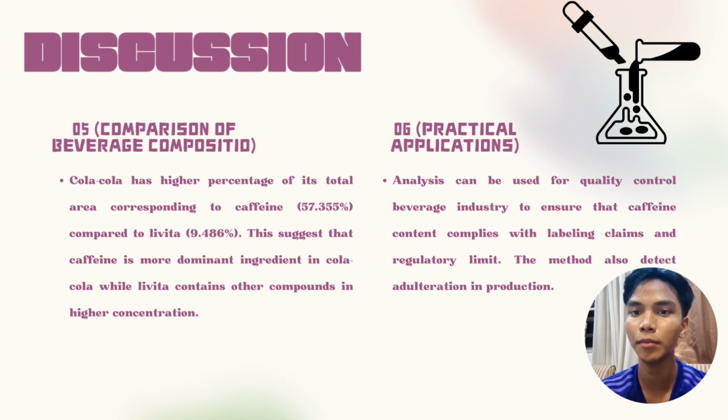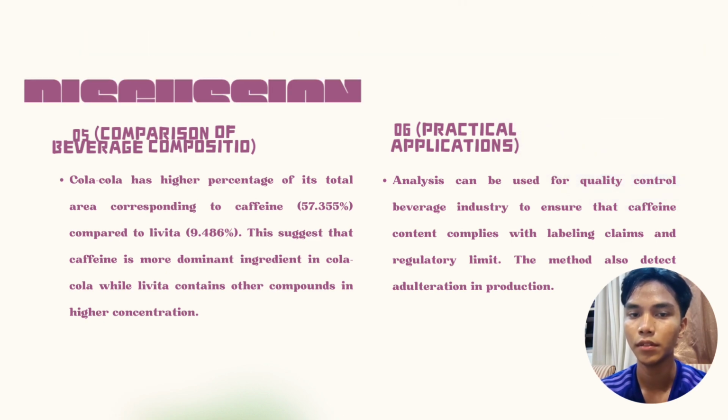Our method has important applications in the beverage industry. It can be used for quality control to ensure that caffeine levels match labeling claims and comply with regulatory standards. Additionally, it can detect adulteration during production, ensuring the integrity of the final product. By applying this analysis, we contribute to the production of safe, high-quality beverages that meet consumer expectations.